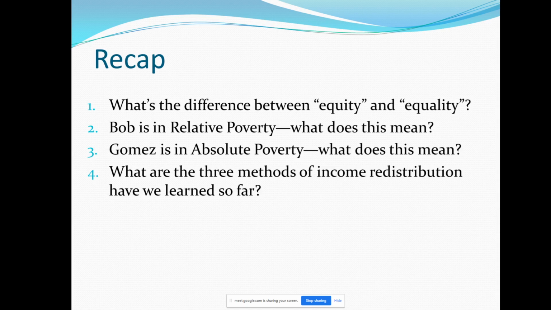What about number three? Gomez is in absolute poverty. So what does it mean? Exactly, they cannot afford necessities or basic needs, and they live below the poverty line. That's a very good supplement to the answer.